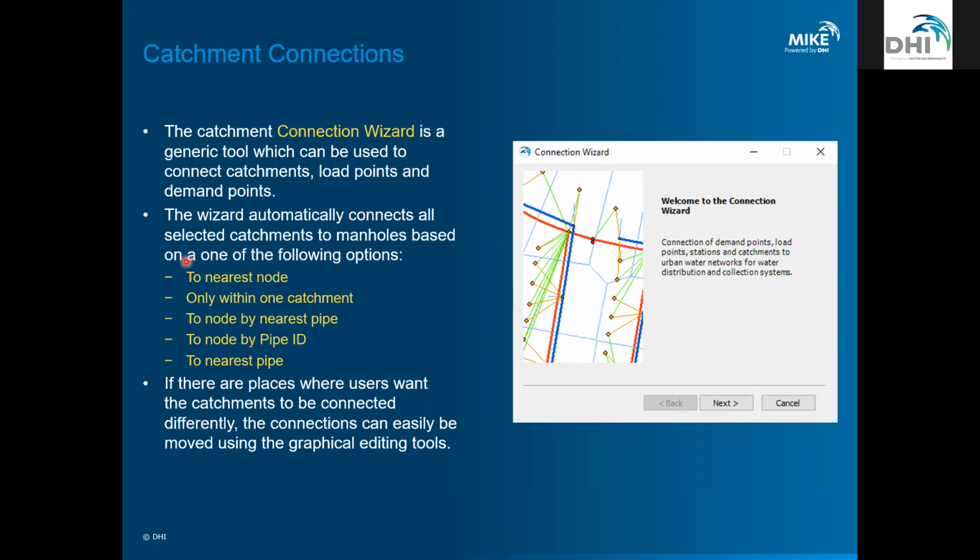So for instance, if you drew new catchments in, you could just go to this wizard and select the nearest node, and it will automatically connect. You can see these lines here. It'll automatically create connections from that catchment to the closest node, or the closest pipe, or any other of these options here.